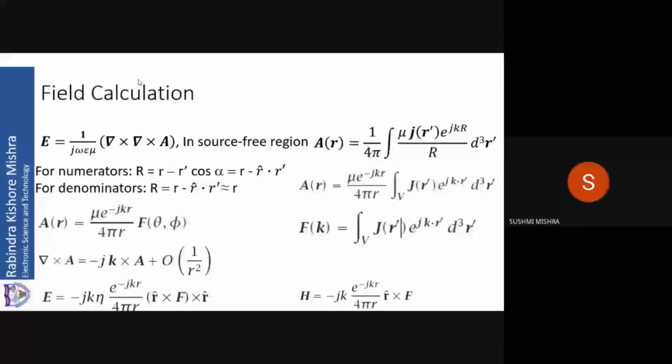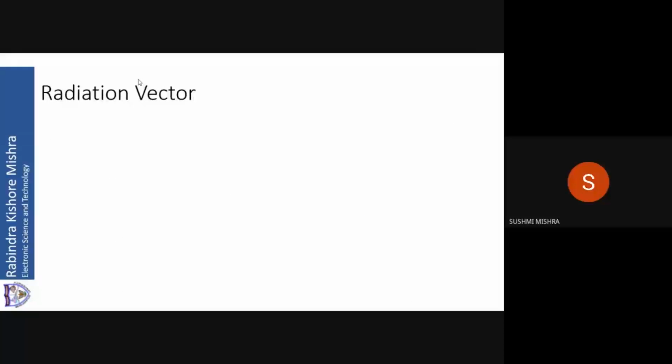Then if you compare E and H, we can find out there is a difference of eta. So E is eta times H cross r cap. So there is a definite relationship between E and H, and in terms of magnitude, E is eta times more than the magnitude of H. So this is how we have to find out the fields.